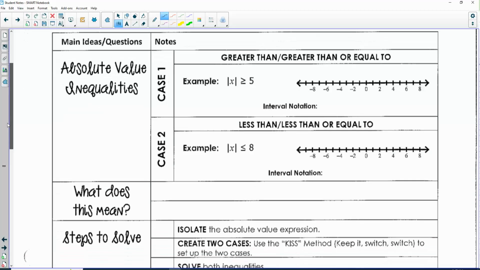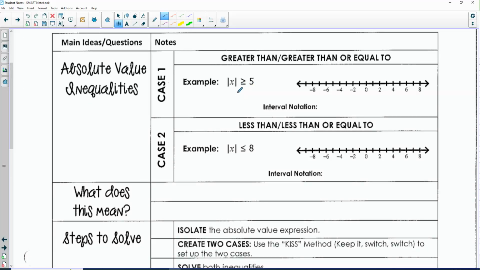There are two options. If it is greater than, or greater than or equal to, that is what we call an or. Absolute value tells you how far away from 0 something is. If I say the absolute value of x is greater than or equal to 5, that means I need everything that's 5 or further from 0.